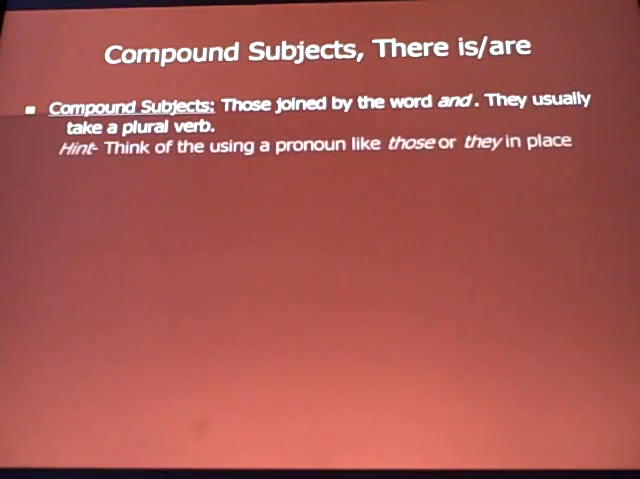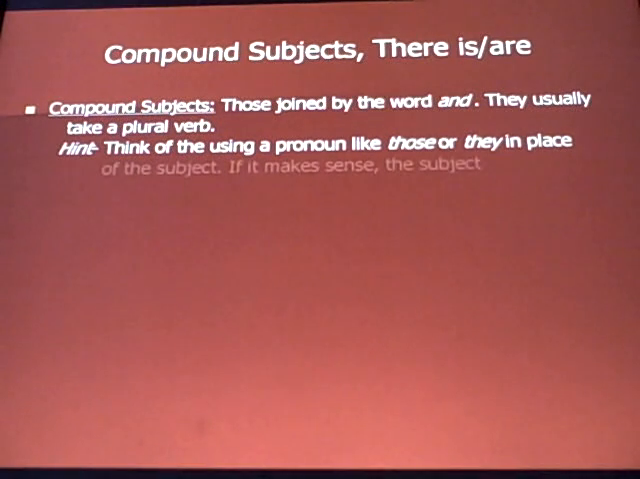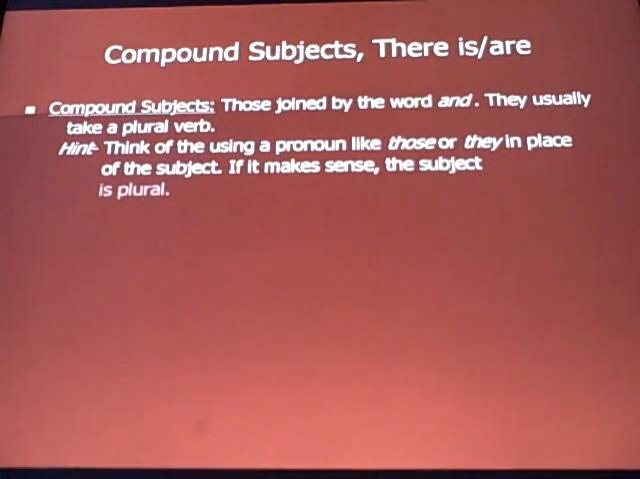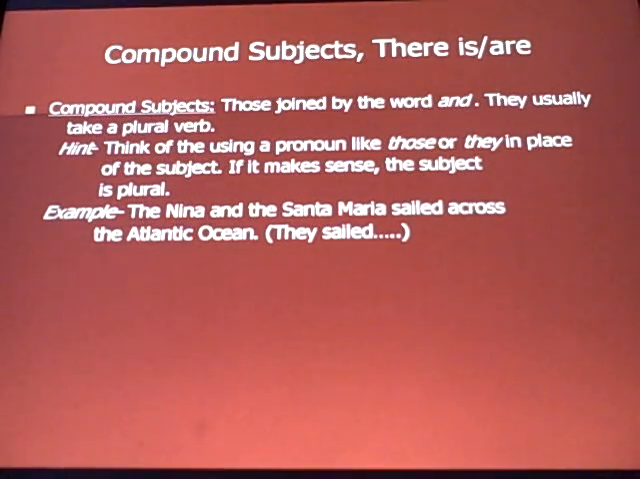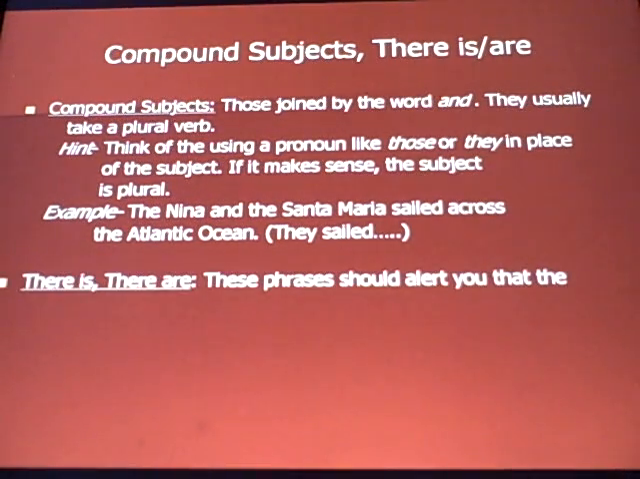Compound subjects, defined as those subjects joined by the word and. They usually take a plural verb. Here's a little hint. Think of using a pronoun like those or they in the place of the subject. And if it makes sense, the subject's probably plural. For example, the Nina and the Santa Maria sailed across the Atlantic Ocean. Well, we could say instead, they sailed across the Atlantic Ocean. It would be the same, meaning that either way it should be plural.